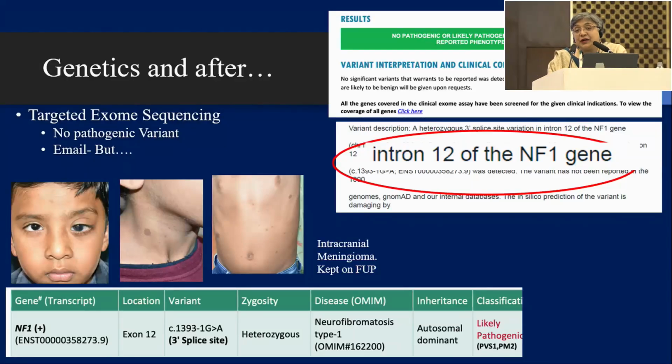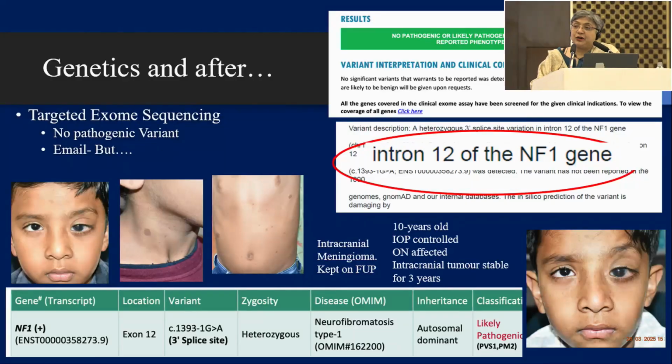Then we sent him after 7 years for intracranial workup, and he does have a meningioma, but it's on follow-up because it's not growing. So we missed sending that. He doesn't have an optic nerve glioma. He's 10 now, he's in class 5, and the pressures are controlled. The optic nerve in the left eye is affected in the sense that it has an RAPD, but the intracranial tumors are stable for 3 years.